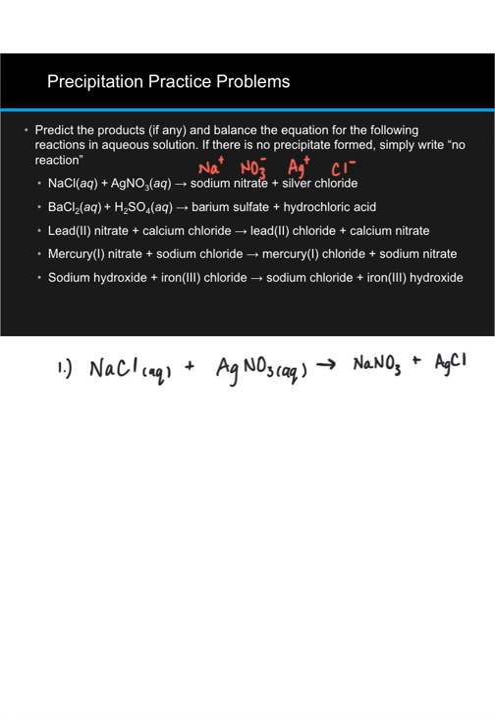Secondly, balance this reaction. We see that we have 1 sodium on each side, 1 chlorine on each side, 1 silver, and 1 cluster of nitrate. So this is a balanced reaction as it stands. The last thing that we're going to need to do is identify the phases for our substances.